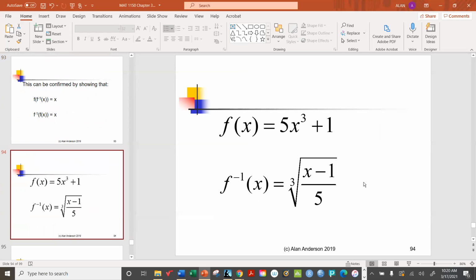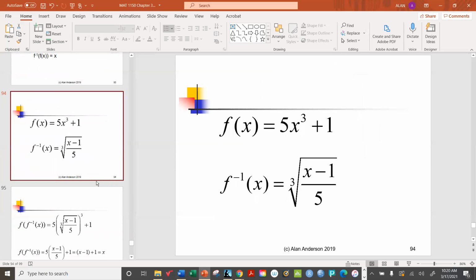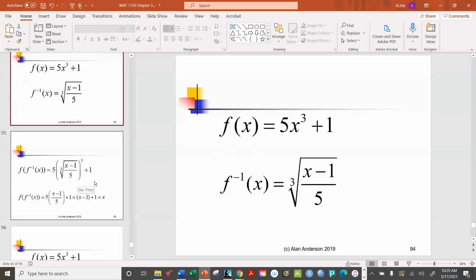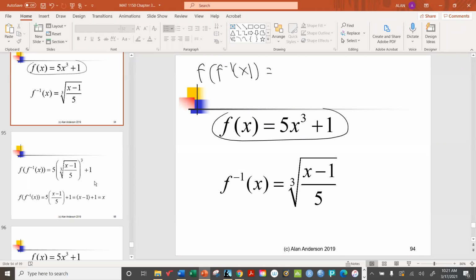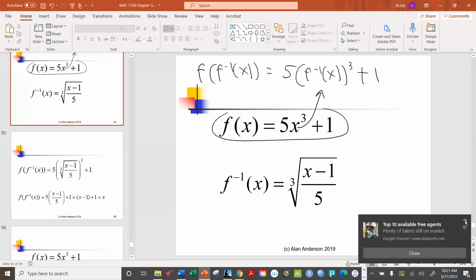So what you're going to do first, sorry, let's start with f of f inverse of x. That means you're going to take this function and all the x's will be replaced with f inverse of x. That's what you're trying to do. Wherever you see an x, replace it with the inverse. Then you're just going to do a lot of algebra. And if you do it correctly, you should find that this expression reduces to x.